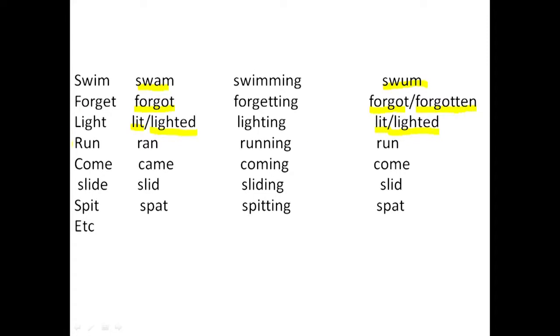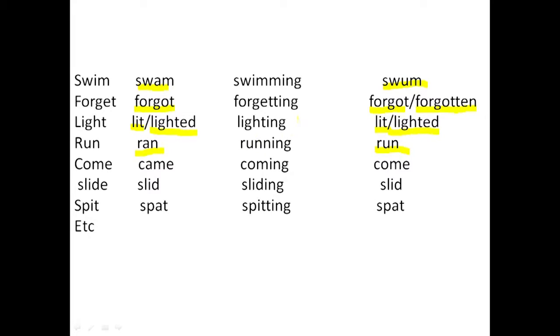So we come down to run. The past tense being ran, running, and we have what? Run. She has run a race. You do not say she has ran a race. She has run a race, for instance.